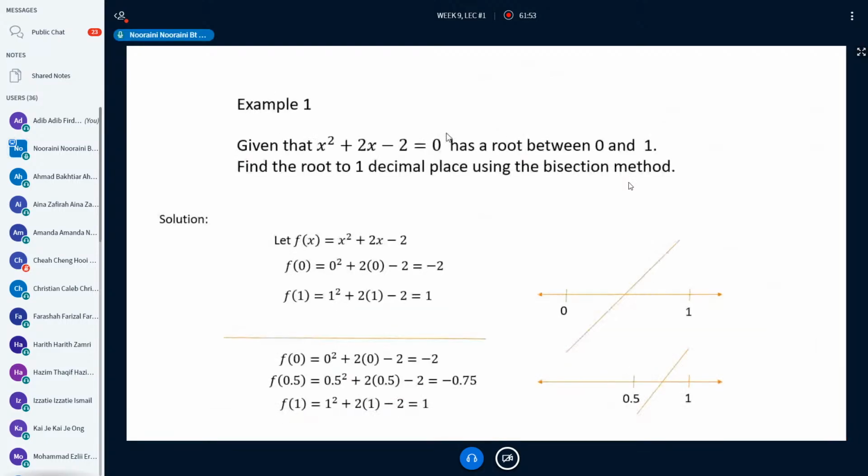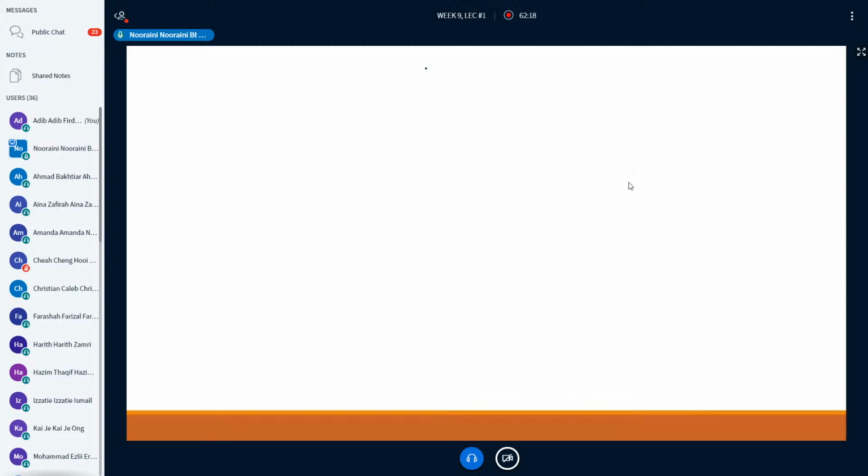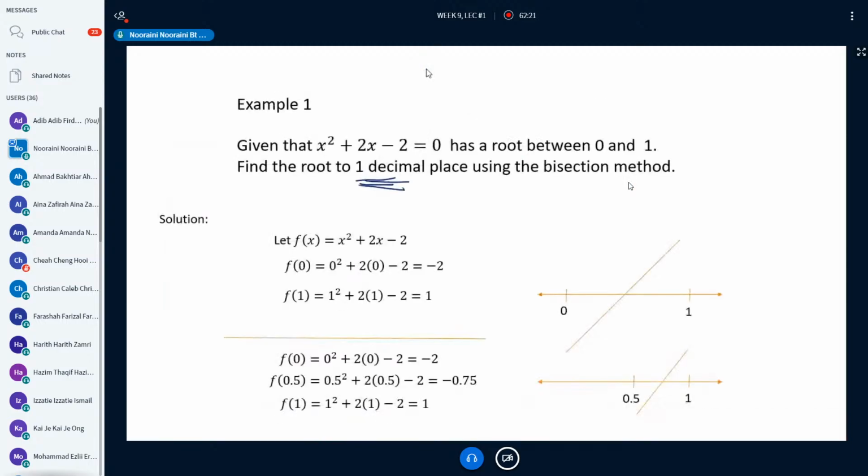Okay, for the example, we are given x squared plus 2x minus 2 equals 0 has a root between 0 and 1. Find the root to one decimal place using the bisection method. Okay, so this is the question and this is the given condition. The question says the root must be to one decimal place. Okay, if you use a calculator, I don't know what the answer is, you can try it. What is the answer from the calculator? You can try here.